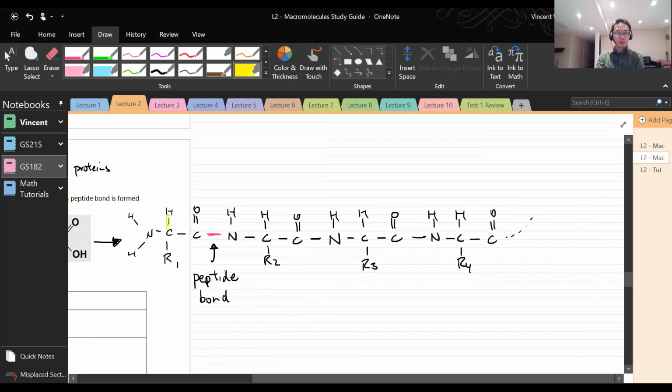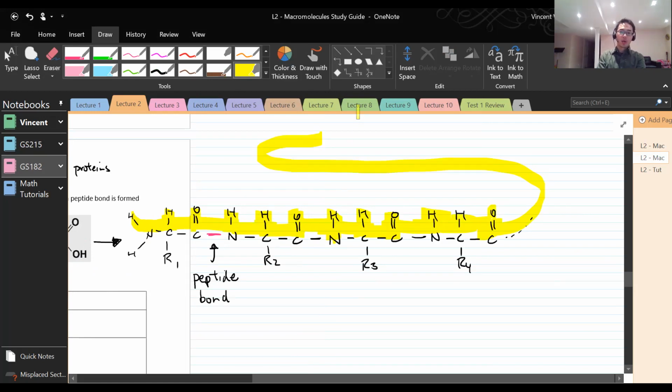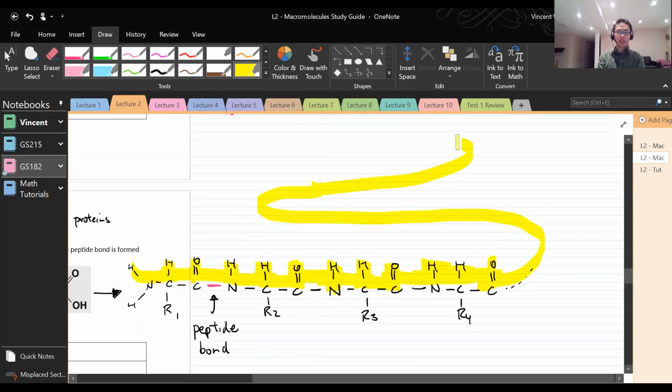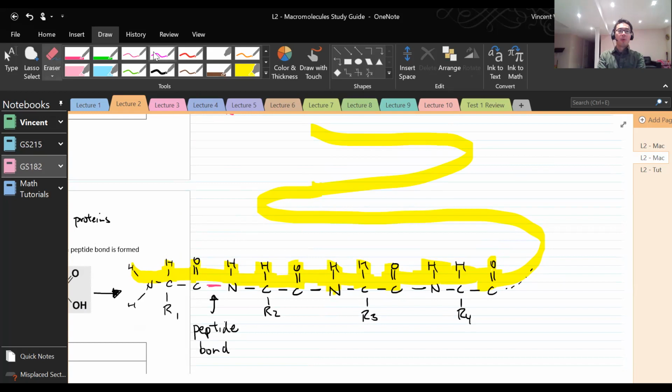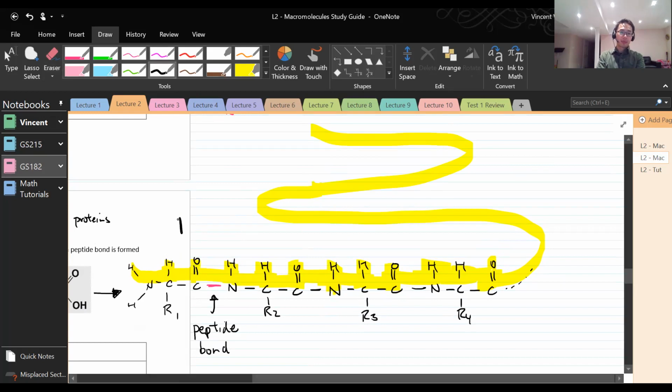Okay, so what you can see here is you will end up having a backbone that is essentially the same thing. So look, right? NHCH, C double bond O. NHCH, C double bond O. And then again, NHCH, C double bond O. And then it's just going to be repeating, and it's going to keep on going and going. And it's going to form your polypeptide.